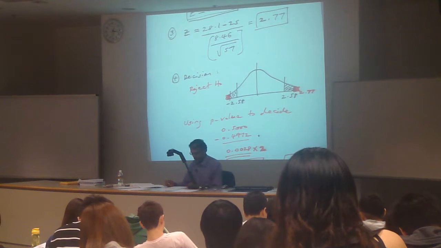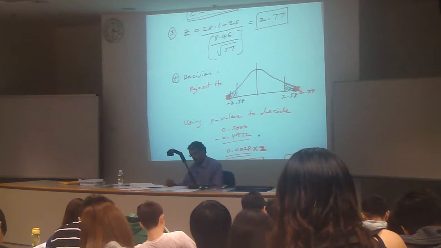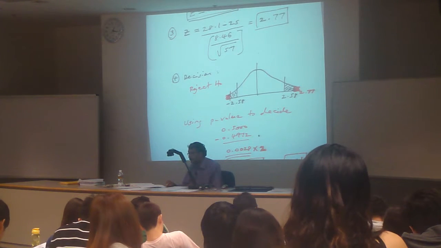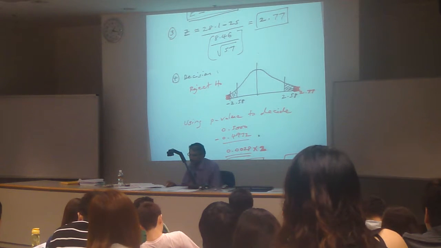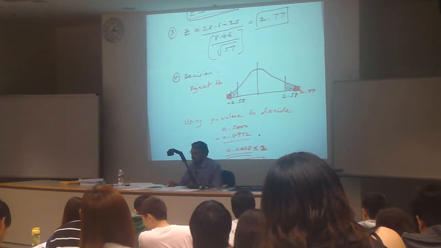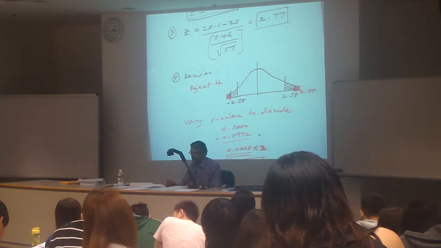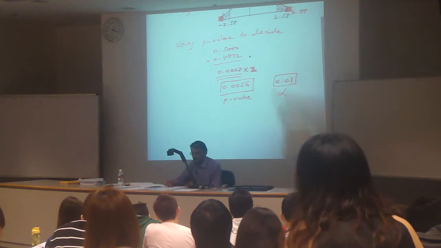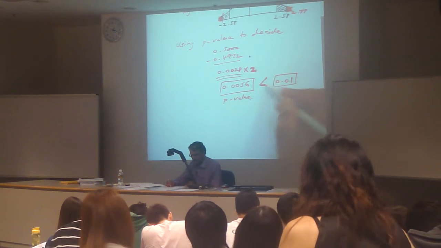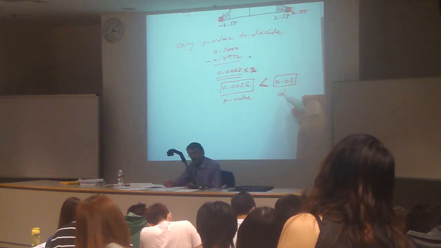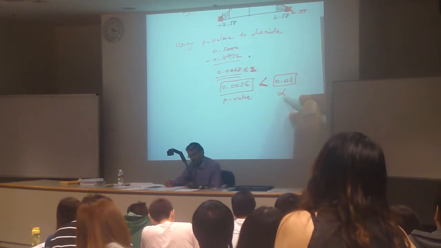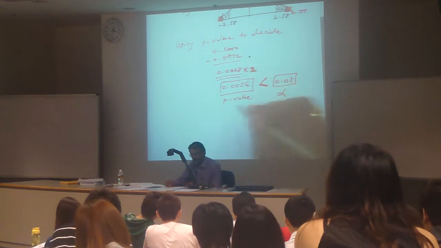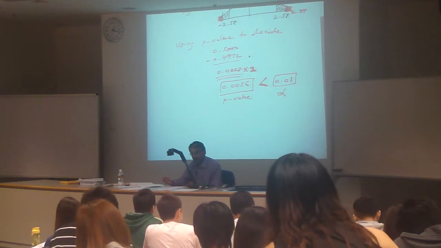If alpha is 0.01, p-value is 0.0056, which is larger? Don't look so long, wait for the eye. 0.01 larger or 0.0056 larger? 0.01 is larger. 0.01 larger means alpha is greater than p-value. Confirm. Reject H0 is correct.